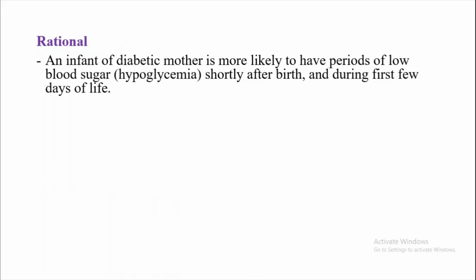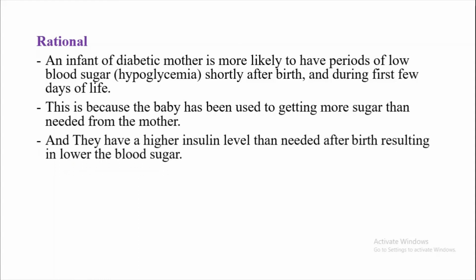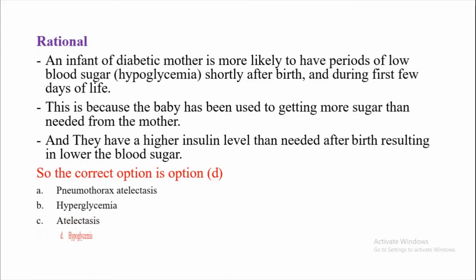An infant of a diabetic mother is more likely to have a period of low blood sugar, hypoglycemia, shortly after birth and during the first few days of life, because the baby has been used to getting more sugar than needed from the mother during uterine life, and they have a higher insulin level than needed after birth, resulting in lower blood sugar. So the correct option is option number D, hypoglycemia.